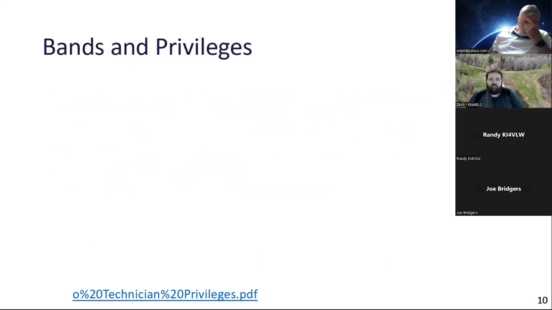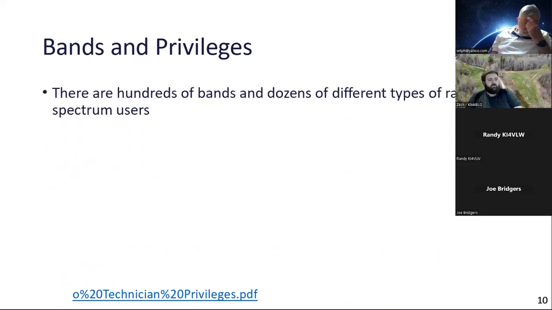So let's talk a little bit about bands and privileges. You've heard a lot of people talk about bands and frequencies and what can you do and where can you go. There are hundreds of bands and dozens of types of radio spectrum users, everything from broadcast stations on the AM, FM radio to TV stations, to cell phone companies, to internet companies, to Wi-Fi, to machinery, to fire department frequencies, to you name it. If you were able to see radio waves, the air would just be a big blob of all sorts of radio waves at any given time.